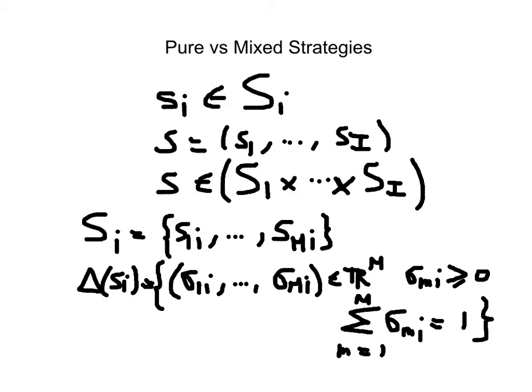A pure strategy can simply be viewed as a special case of a mixed strategy where the probability distribution is degenerate. So if any of these has a probability 1 of being played, and all the other strategies have a probability of 0, then the probability distribution is degenerate, and we have a pure strategy here.